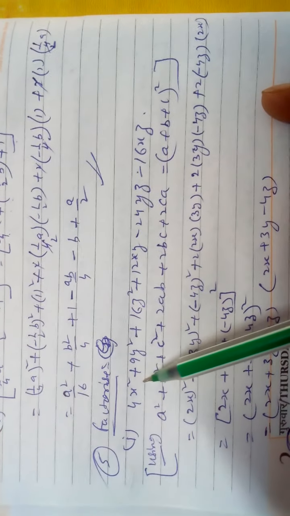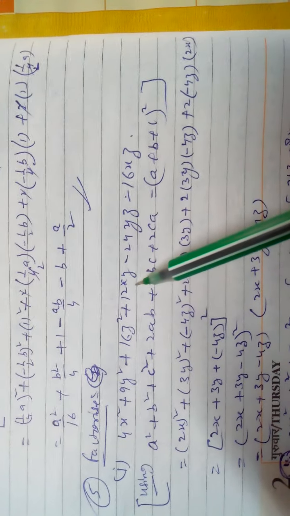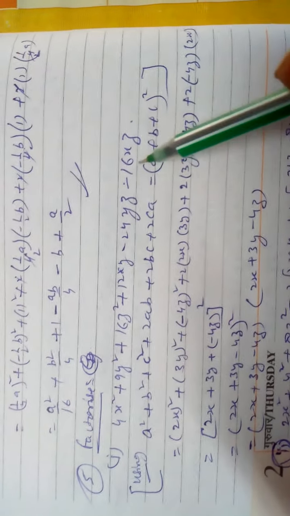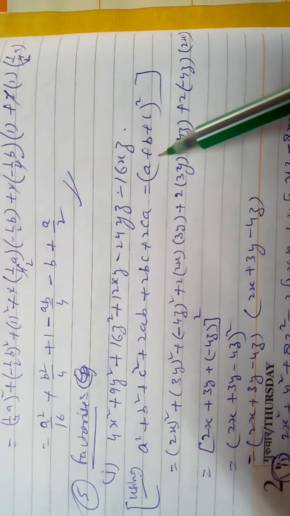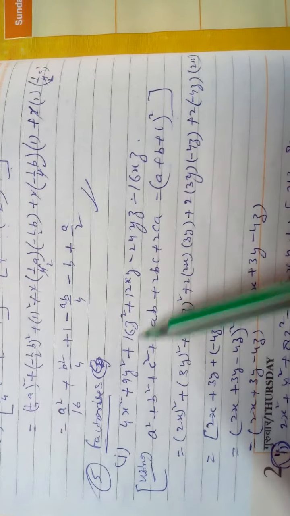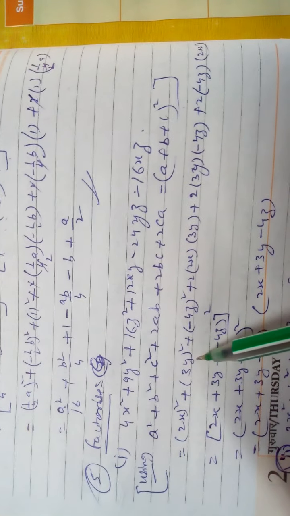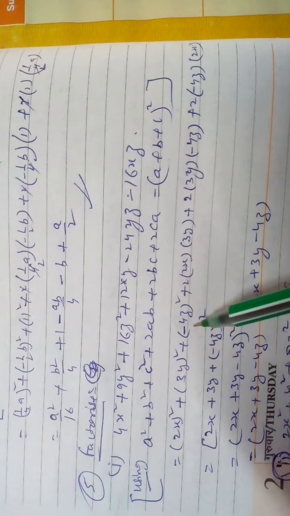Now factorize. 4x square plus 9y square plus 16z square plus 12xy. It means it is the reverse order of this. A plus b plus c you will get. So first of all you choose the whole squares. It is 2x whole square, it is 3y whole square, it is 4z whole square.